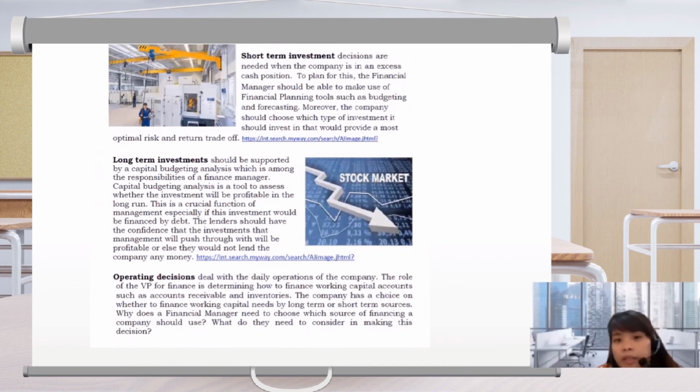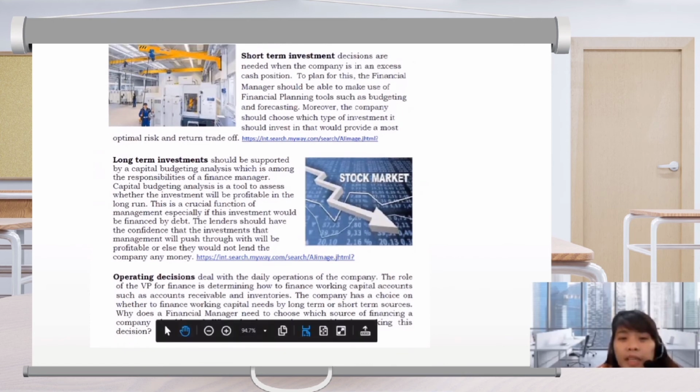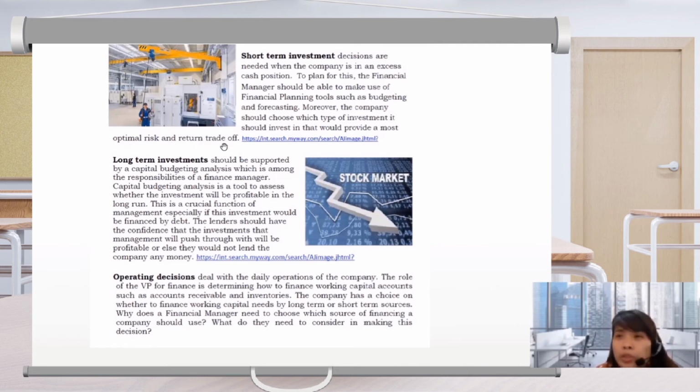So ano naman ang short-term investment? Short-term investment decisions are needed when the company is in an excess of cash position. To plan for this, the financial manager should be able to make use of financial planning tools such as budgeting and forecasting. Moreover, the company should choose which type of investment it should invest in that would provide the most optimal risk and return trade-off. Short-term, ibig sabihin nun, sandali lang sila mag-invest doon. Siguro 1 year. Long-term investment involves investing in stocks. Okay? So it should be supported by a capital budgeting analysis, which is among the responsibilities of a finance manager. Capital budgeting analysis is a tool to assess whether the investment will be profitable in the long run.